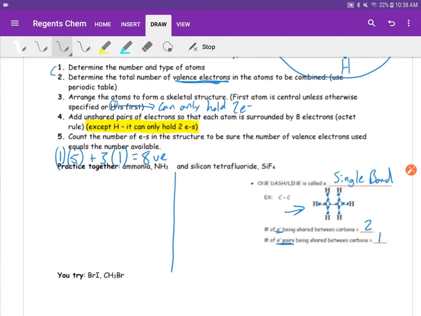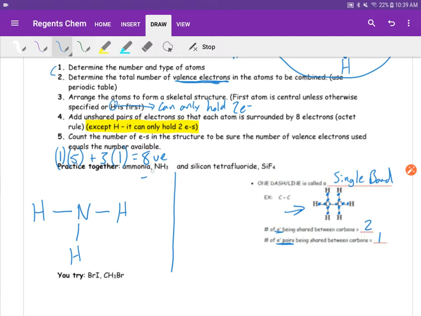Now I want to do my skeleton structure. So figure out what's your central atom. It's going to be the first atom unless hydrogen is there first, and then you skip over it and go to the next one. So nitrogen is first. That's good. We can use it as a central one. So I'm going to jot down nitrogen. I have 3 hydrogens. I'm just going to put them all around nitrogen. Doesn't really matter what order or where I put them. I'm going to connect those to nitrogen using single bonds.